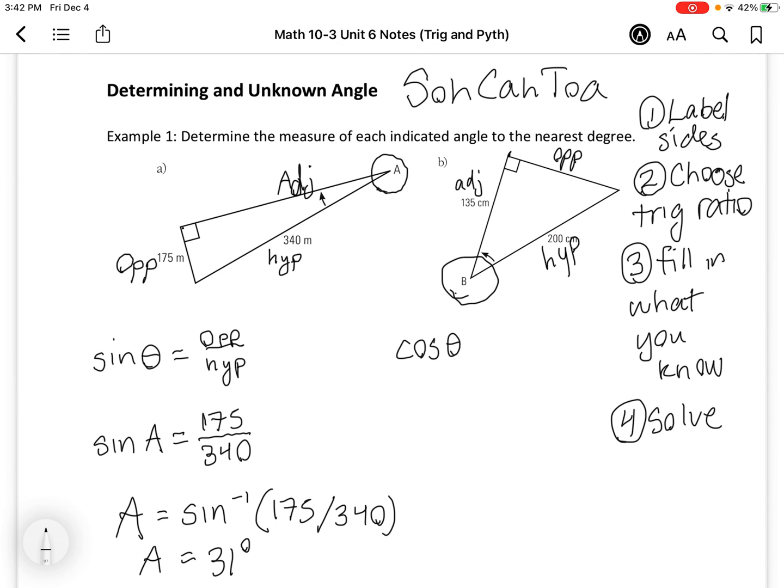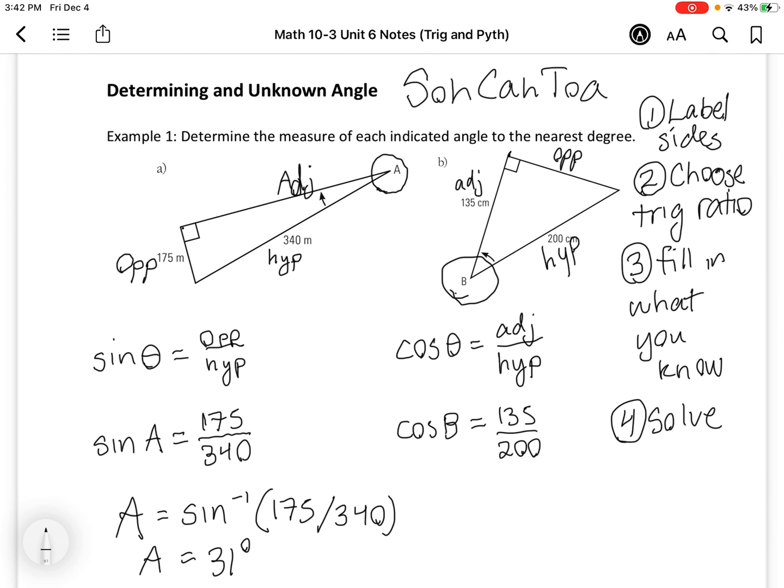Cosine theta equals adjacent over hypotenuse. I really highly recommend that you write it down first without putting values or numbers in, because people who do that first tend to make fewer careless errors. Now I'm going to fill in what I know. I don't know theta, but that's labeled as B. So I'll put cosine of B equals, adjacent is 135, hypotenuse is 200.